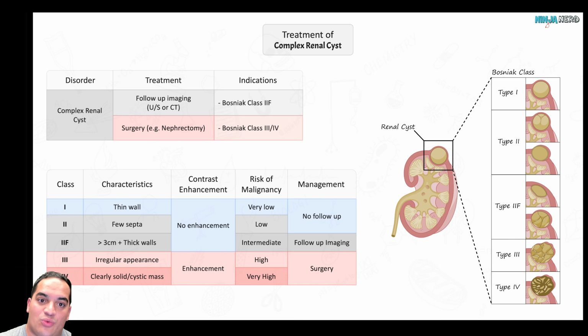If I see that it's really big, it's got a lot of heterogeneous material, it's cystic appearing, and then I see on top of that that there is a lot of enhancement, I'm definitely concerned for malignancy. And again, I'm going to go in and do a nephrectomy. All right. So the way I want you to think about complex renal cysts is you'll treat 2F with follow-up imaging. You'll treat 3 and 4 with nephrectomies. Okay.